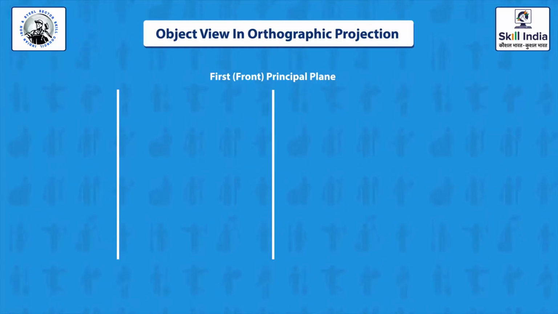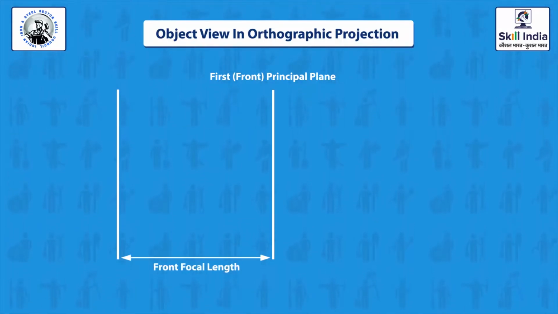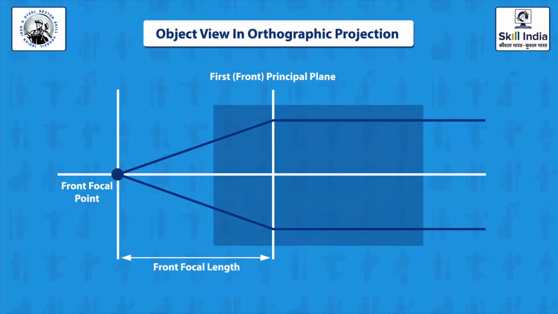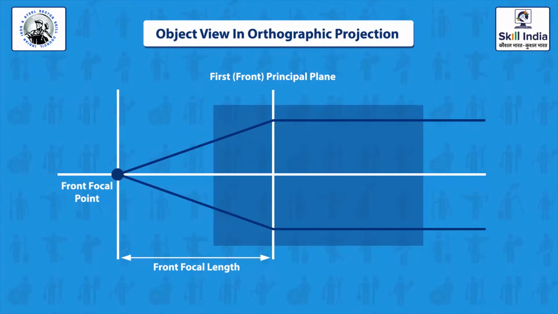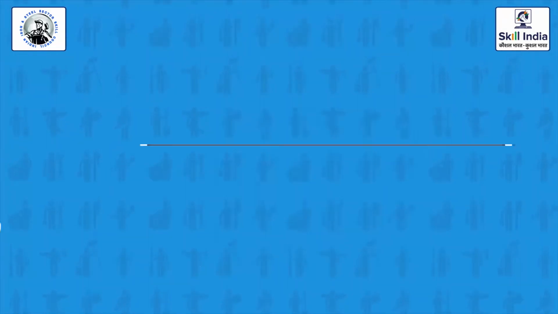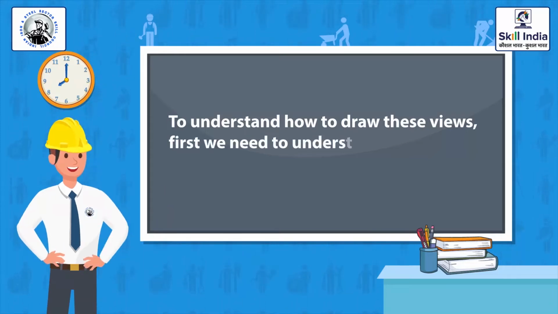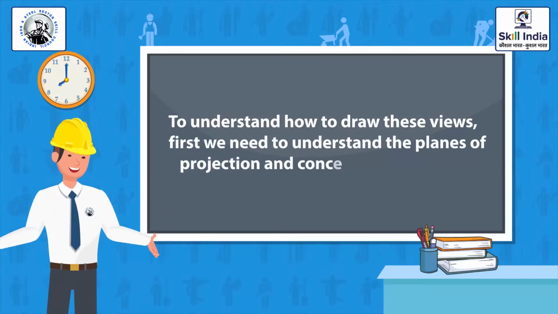Principal plane lines are known as cross 90 degrees development lines that isolate the zone in which drawings are divided. These lines are like a coordinate system and are not shown in the completed drawings. To understand how to draw these views, first we need to understand the planes of projection and concept of quadrants.